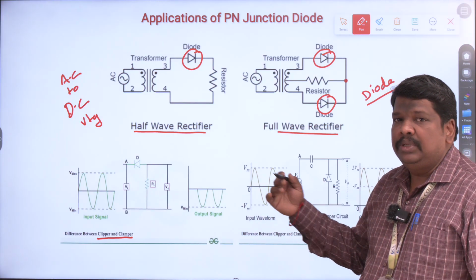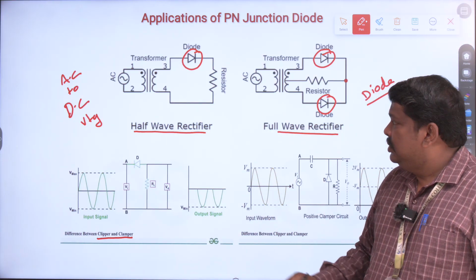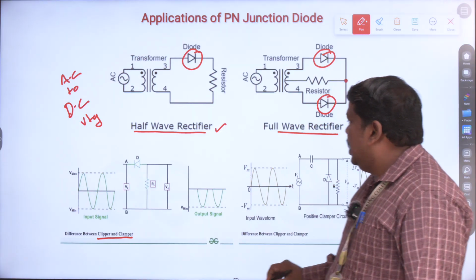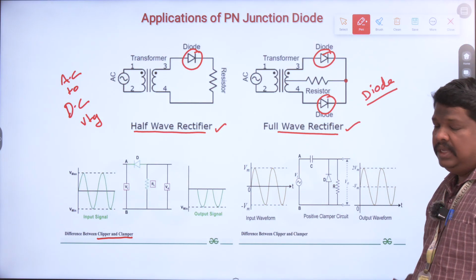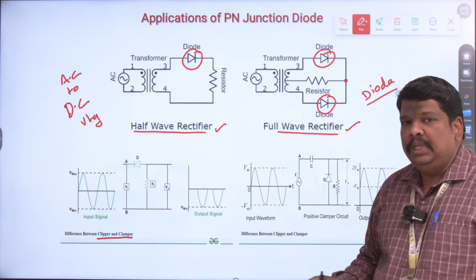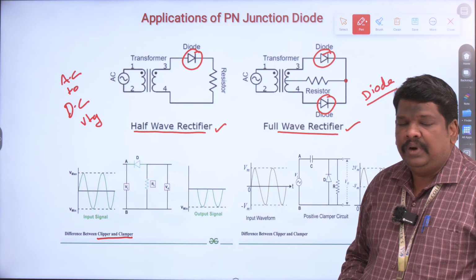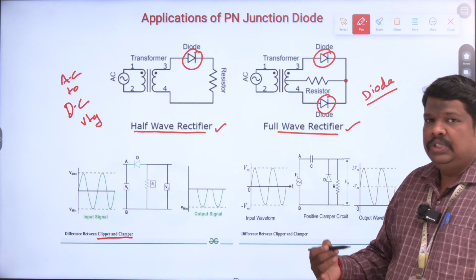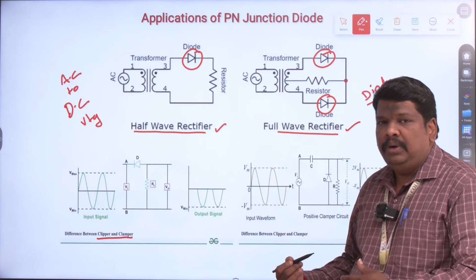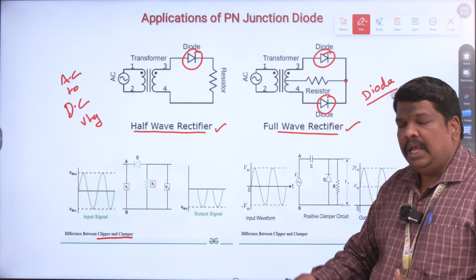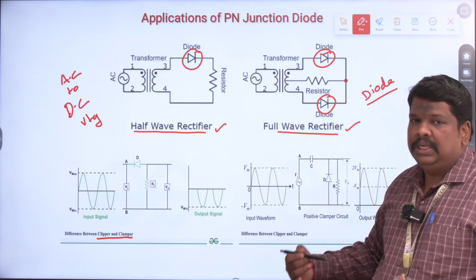There are different types of rectifiers. One is the half-wave rectifier, another is the full-wave rectifier, and the third is the bridge rectifier. There are three different types of rectifiers, which give the same kind of output. We apply an AC input and we get a DC output.